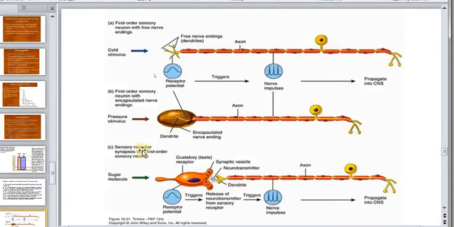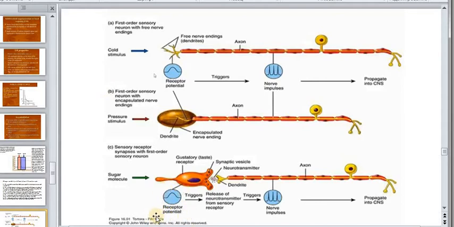So we see the part of the neuron, the axon, it's just part of one nerve cell, and we see that different stimuli can be the cause of this process.